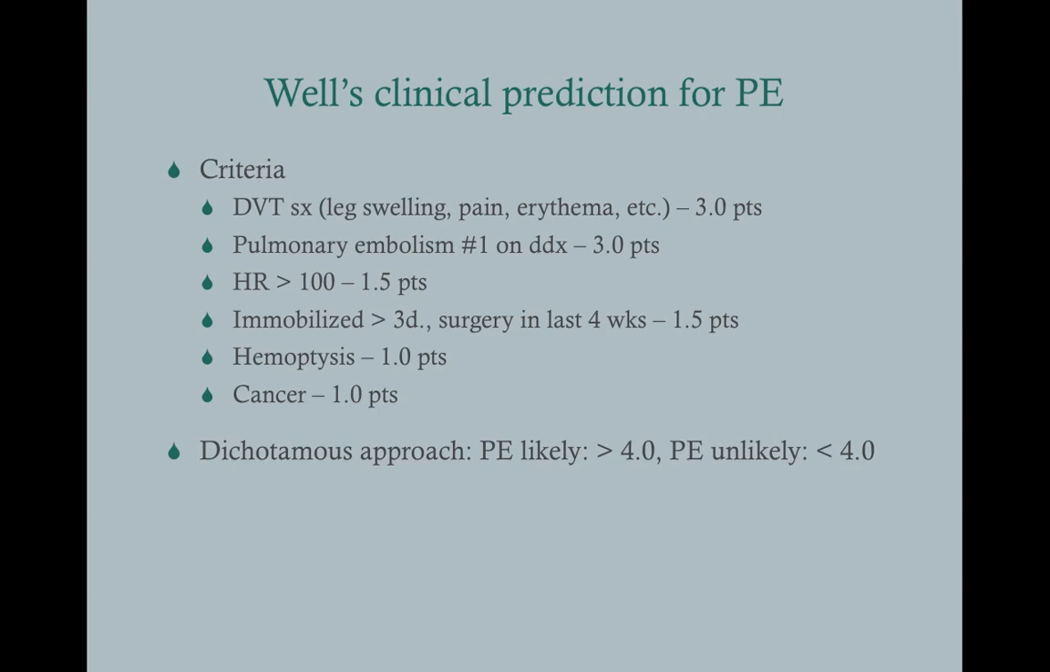So with this dichotomous approach, a pulmonary embolism is likely if they total over 4 points. It's pretty easy to get to that 4-point level, because if they have DVT symptoms and an elevated heart rate, right there, they're at 4.5 points, and that's being in the likely range. And I should say that's greater than 4.0 points. And then pulmonary embolism would be unlikely if you're less than or at 4 points.